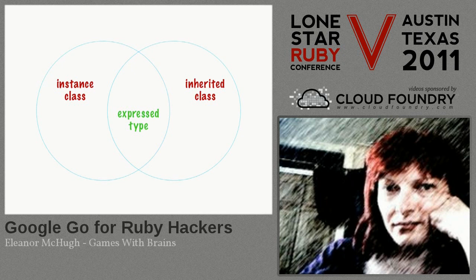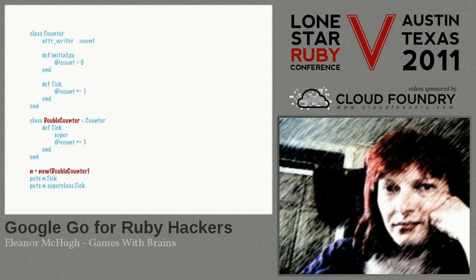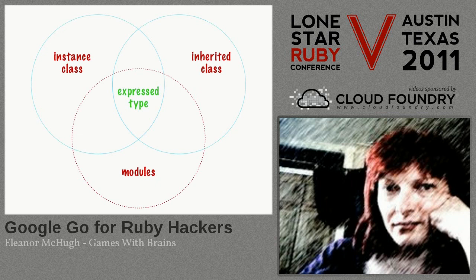Now, we don't normally think about type in Ruby this way, but that's so that we've got something to compare to Go. And we've got various things we can do. Here's an example of getting a superclass of something. You've also got these modules that you can import, and modules effectively modify the instance class, the inherited class, and as a result, you get multiple inheritance in a sense.